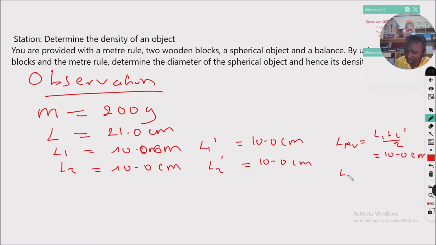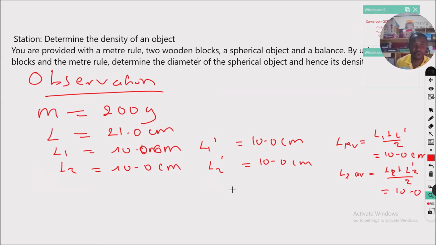I should also see L2 average, which is L2 plus L2 prime over 2, which is 10.0 centimeters. I should be able to see that at the end of the day. So I should see that if you want to say that in your precaution. So if you see this, then it's fine. That's what you saw there.